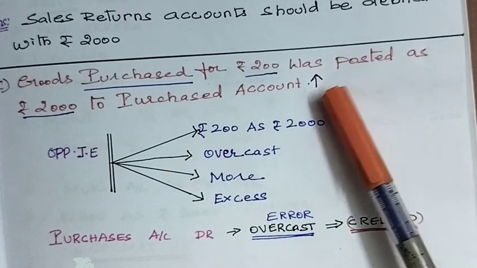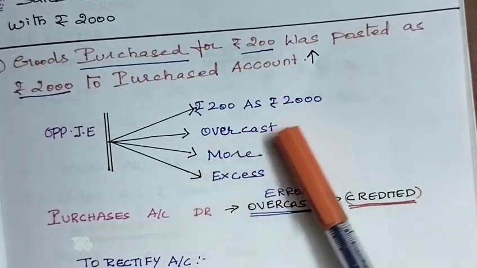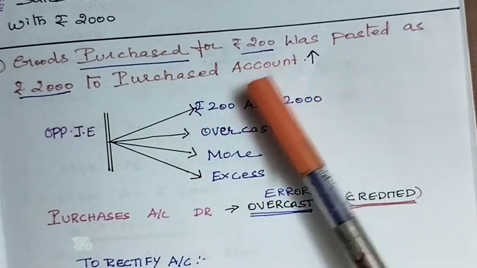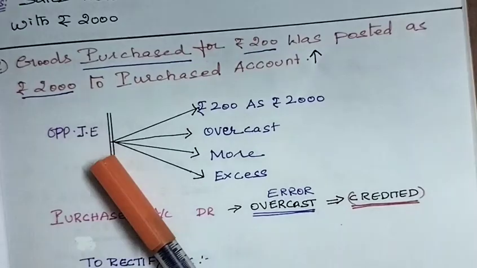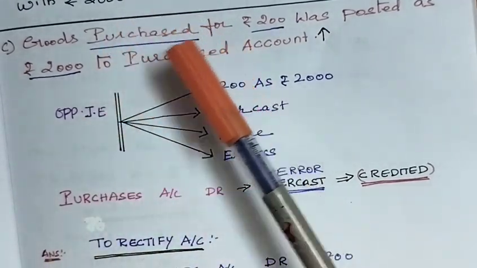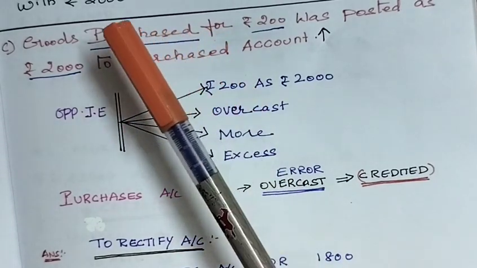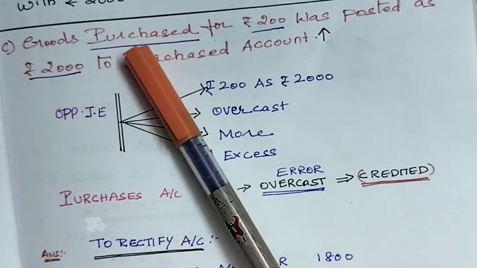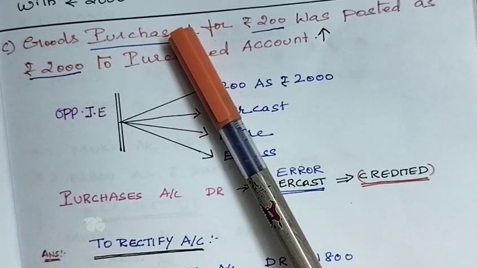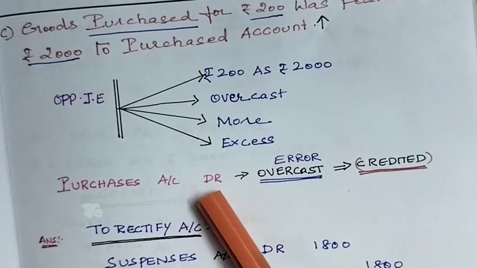So whenever you see 200 instead of 2000, overcast, more, excess, whenever you see these words in the transaction, you have to follow the opposite journal entry. What account is given here? Purchases account. What is the journal entry for purchases account? Purchases account is an expense, always purchases account is to be debited, right?